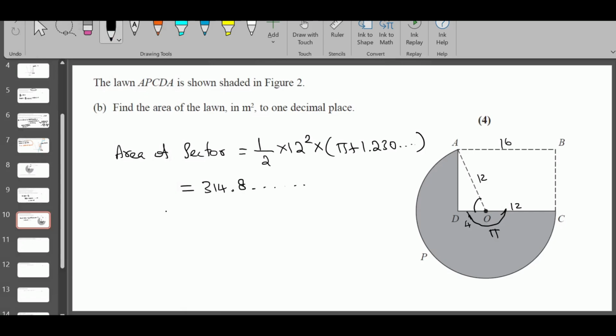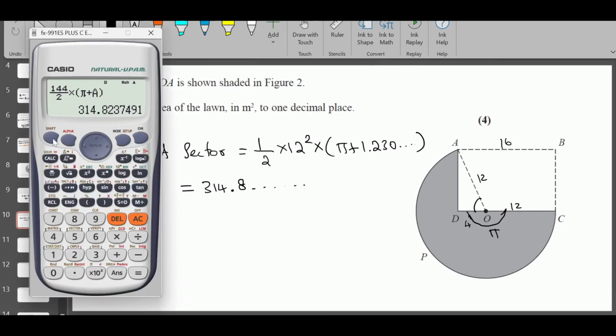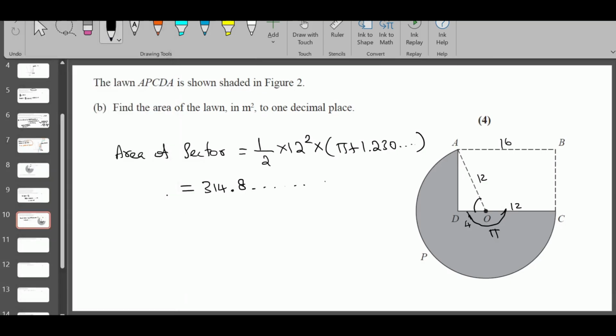Do not round the figure. We will round only the final answer. So I'm going to store it as B. This is B. Okay, we got this whole area, including the right angle triangle. But to find the shaded area, we have to minus off this triangle, right? So the shaded area is equal to the whole area of the sector minus the area of the triangle.